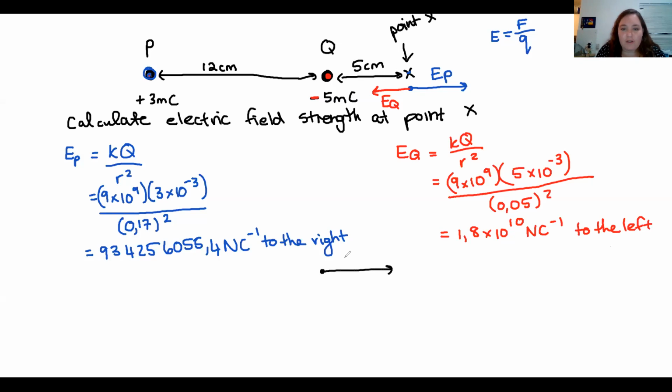So I've got a value of big numbers, 934256055.4 newtons per coulomb to the right. And I've got another one of 1.8 times 10 to the 10 newtons per coulomb to the left.